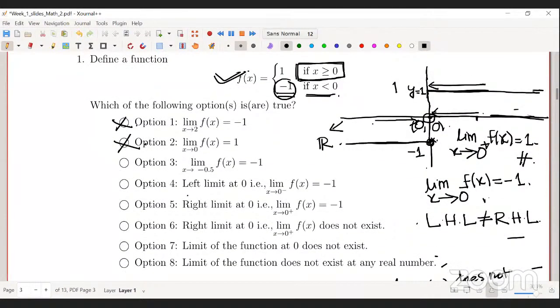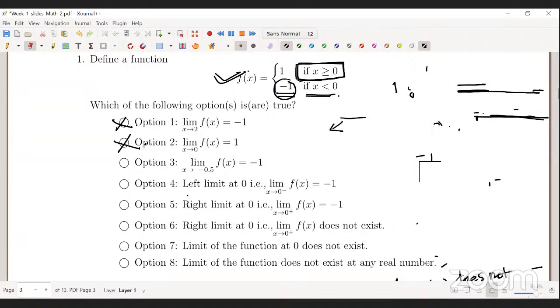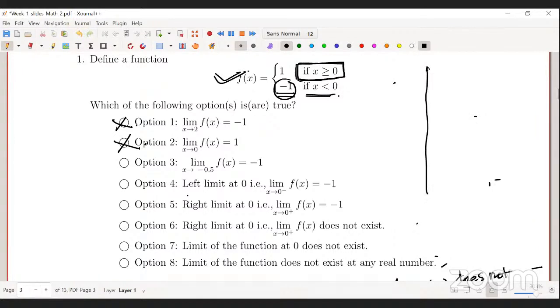So the first option is wrong, the second option is also wrong. The next thing is we want to compute the limit of the function at x equal to minus 0.5. So this is my graph, and minus 0.5 should be somewhere here.